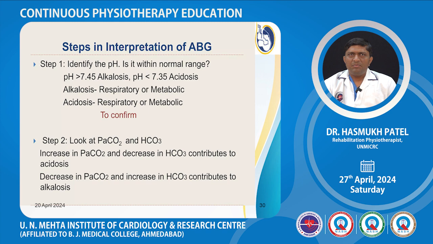Steps in interpretation of ABG. The first step, identify the pH. Is it within the normal range? pH more than 7.45 is called alkalosis, and pH less than 7.35 is called acidosis. In alkalosis, there are two possibilities: respiratory alkalosis or metabolic alkalosis. In acidosis also two possibilities are there: respiratory acidosis and metabolic acidosis. To confirm that, we have to look at step 2. In step 2, we have to look at the PCO2 and HCO3. An increase in PaCO2 and a decrease in HCO3 contribute to acidosis. A decrease in PaCO2 and an increase in HCO3 contribute to alkalosis.